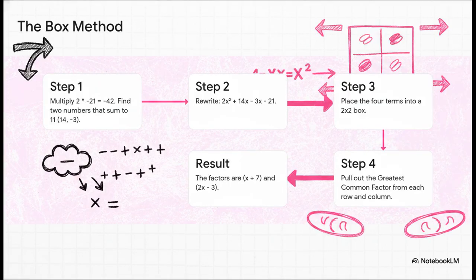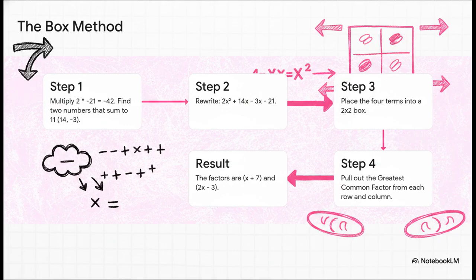So here's the secret sauce for the box method. We want to turn our 3 terms into 4, so they fit neatly in the box. We take our expression, 2x squared plus 11x minus 21. First, multiply the first and last coefficients. So 2 times negative 21 gives us negative 42. Now, here's the puzzle. What two numbers multiply to negative 42 but add up to our middle number, 11? After a little thought, you'll find it's 14 and negative 3.